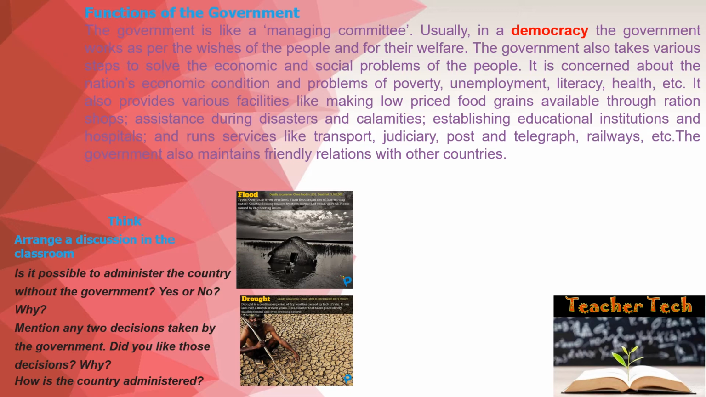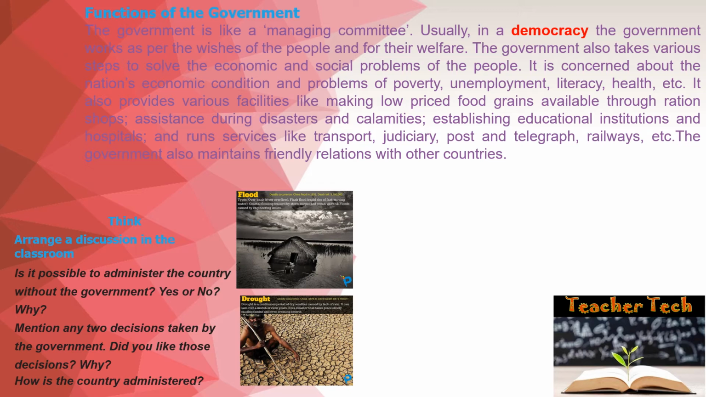Establishing educational institutions and hospitals. So these are also one of the functions, children. They have to make educational institutions. You have seen different parks. You can see street lights on the roads. These are the work undertaken by the government. And hospitals, and run services like transport.